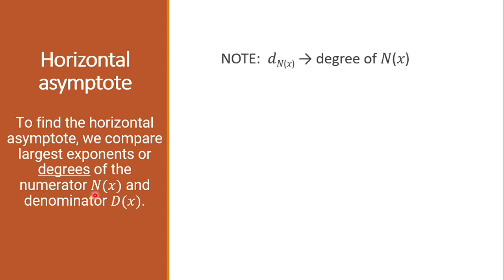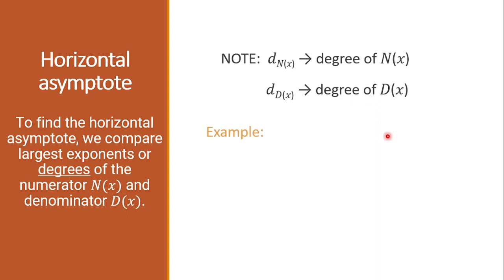So take note that d sub n of x refers to the degree of your numerator, or the largest exponent or the highest value of exponent that you can find in your numerator. Now d sub d of x refers to the degree of your denominator or the largest value of exponent that you can find in the expression of your denominator.